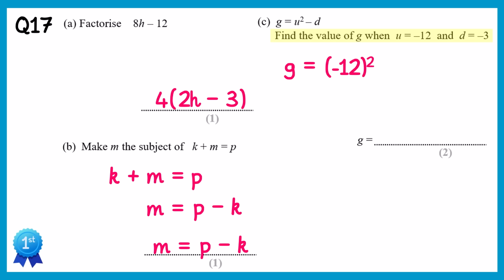And notice I've put this in brackets because it's a negative number. That is really important for when we type this into the calculator in a moment. Then it's subtract d, which is also a negative number, so negative 3 in brackets. You can now just type this exactly as it is into your calculator and you'll get the answer, 147.